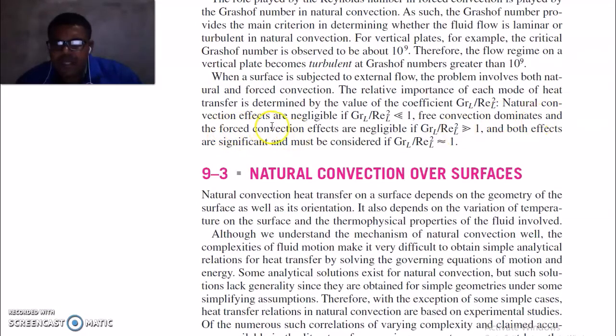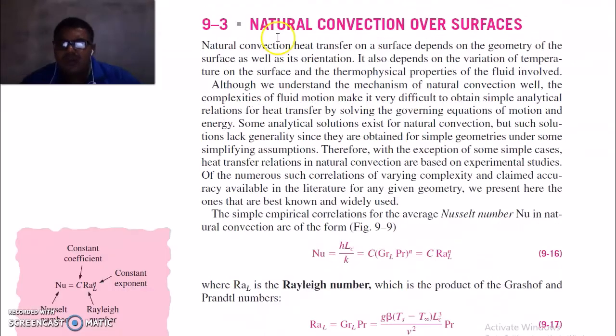Natural convection effects are negligible if the Grashof number divided by the Reynolds number squared is less than 1. Free convection dominates and the forced convection effects are negligible if Grashof by Reynolds squared is greater than 1, and both effects are significant and must be considered if Grashof by Reynolds squared is equal to 1. Natural convection over surface.